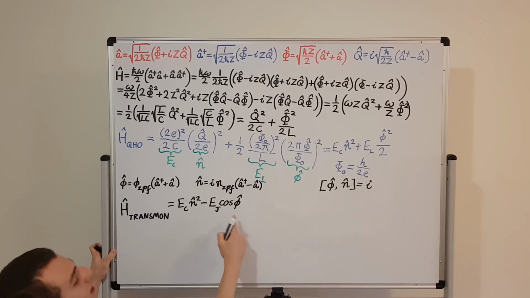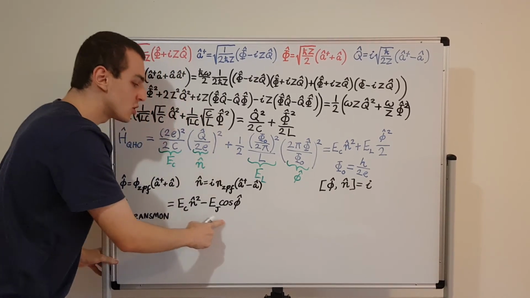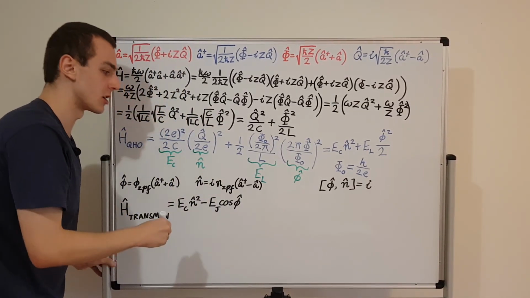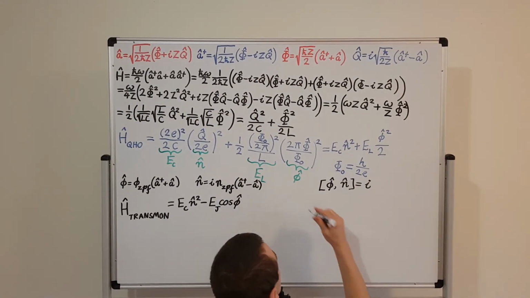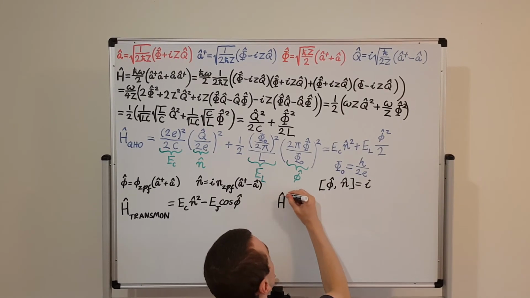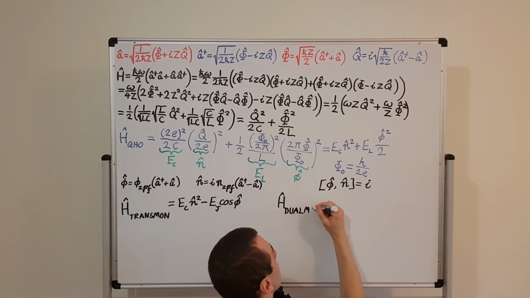So we have the cosine of phi over here. And this j stands for Josephson junction, because we no longer have an inductor for this Hamiltonian, we have a Josephson junction. Let me write down another Hamiltonian. I'll write it down over here. And this Hamiltonian is going to be the Hamiltonian of the Dualmon. So I'll write this out, Dualmon.